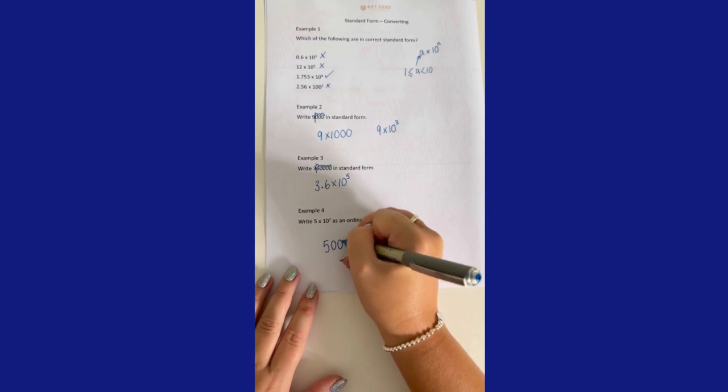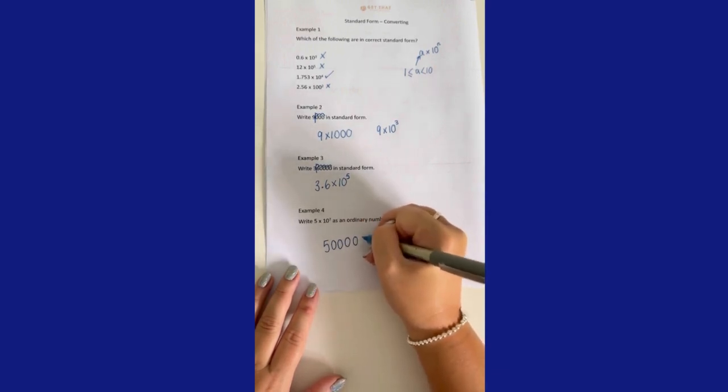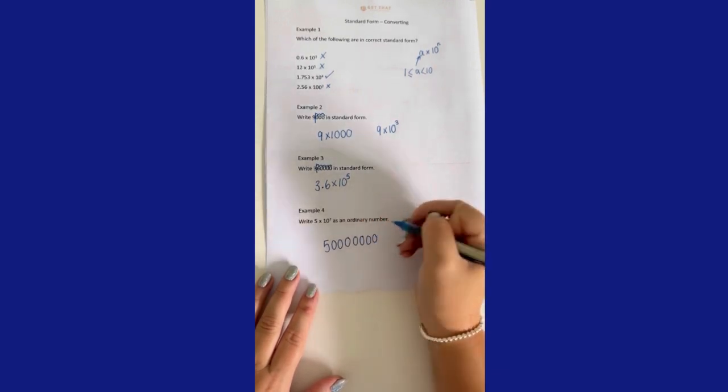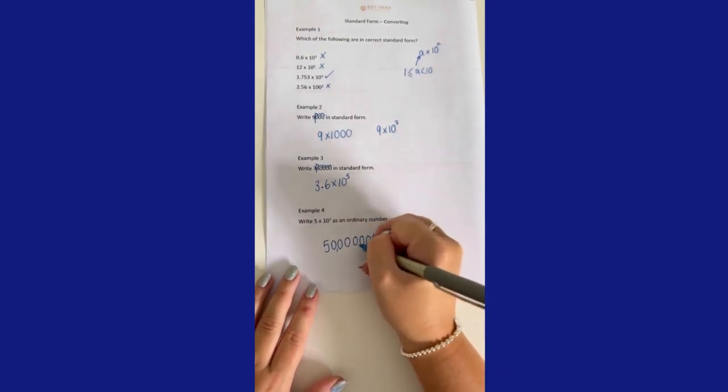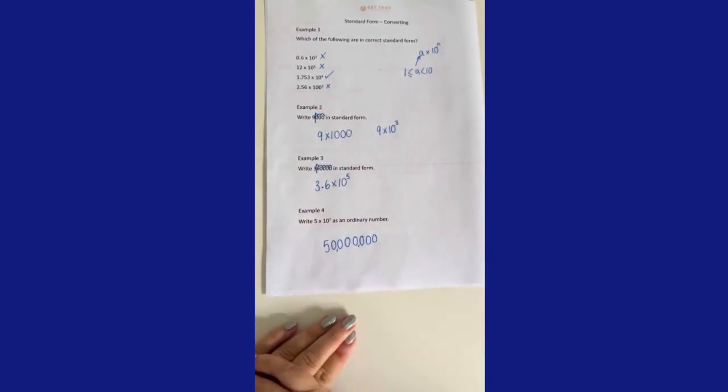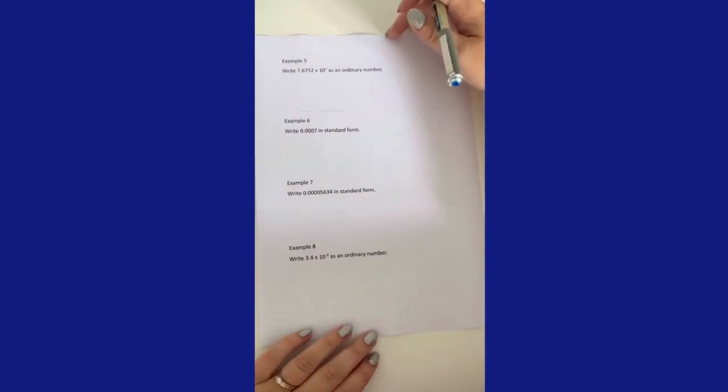1, 2, 3, 4, 5, 6, 7. So our number here is 50 million. Okay, let's have another example. So write 7.6752 times 10 to the power of 7 as an ordinary number.